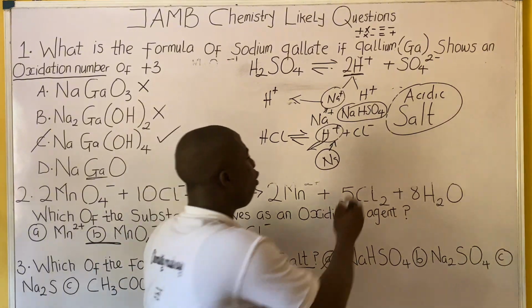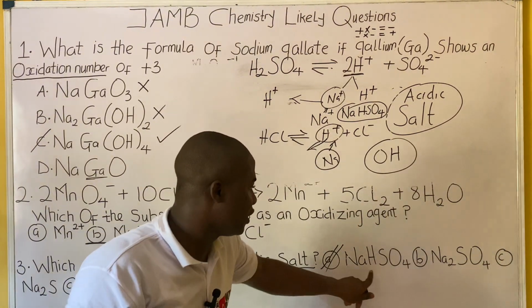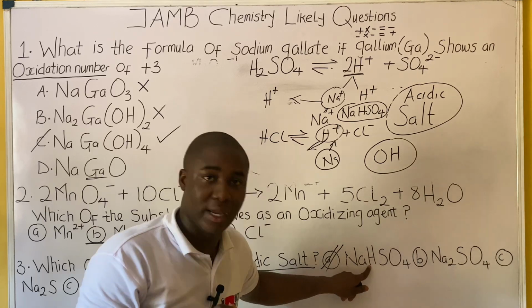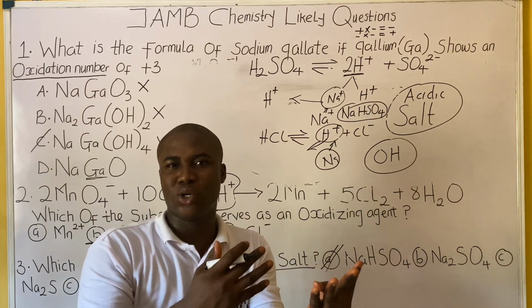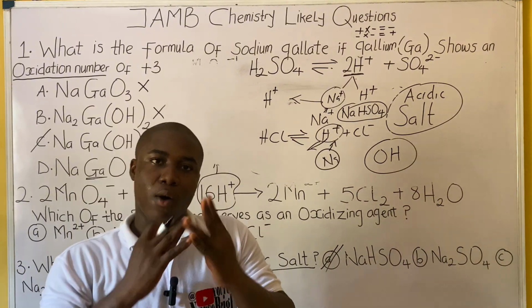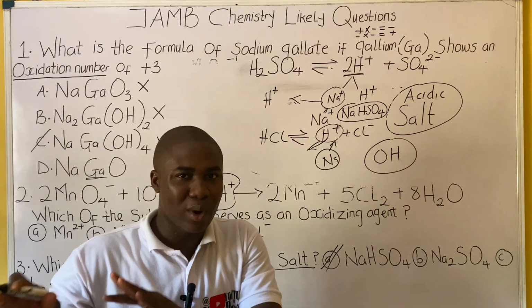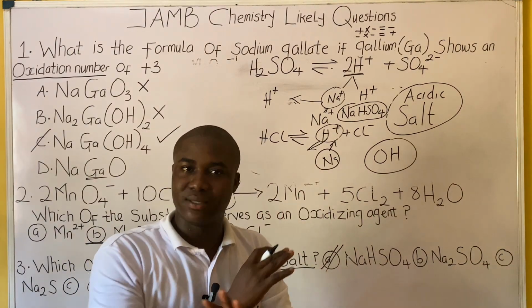Basic salts have OH present in their molecule. So if it was a basic salt, I'm going to see OH in it, not H. I believe you are following me. You understand? For double salt, there's presence of water of crystallization and also presence of two cations and one anion. When we solve more questions, I'm going to explain double salt, but this is the concept of acid salt. I believe it's clear. It's very simple.